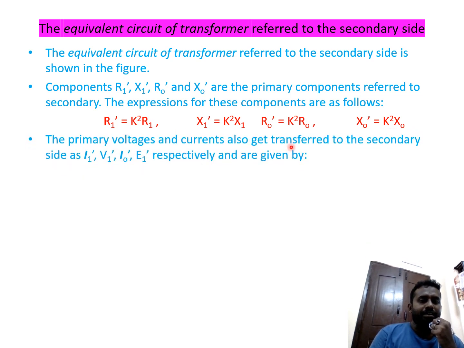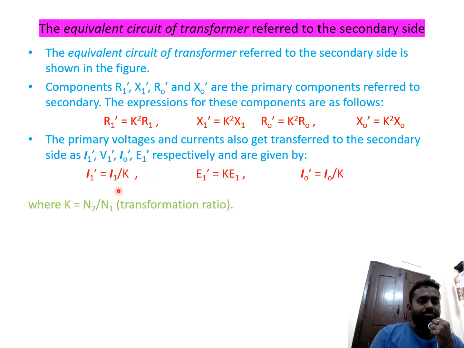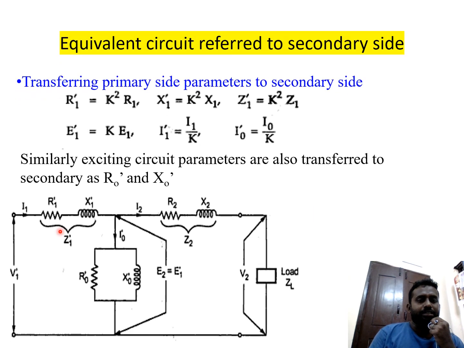The primary voltage and currents will also get transferred to the secondary. That means I1 dash, V1 dash, I0 dash, E1 dash, and these are given as I1 dash is equal to I1 by K, E1 dash is equal to K into E1, I0 dash is equal to I0 by K, where K is the transformation ratio. So this is the equivalent circuit when referred to secondary side: R1 dash, X1 dash, I0 dash, R0 dash, X0 dash, V1 dash, E1 dash, and so on. And these are the values that are referred to the secondary side. This is a summary of the previous two slides.